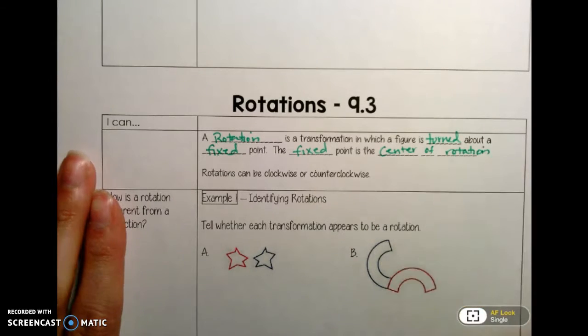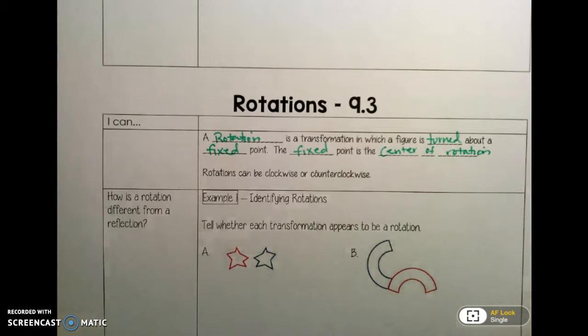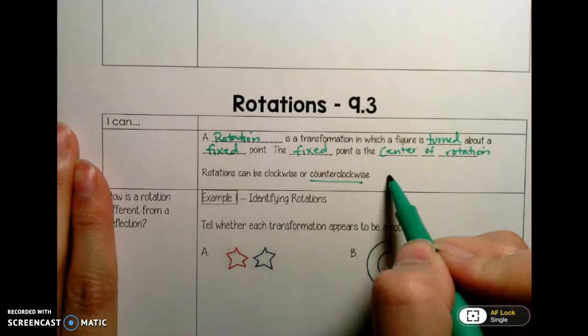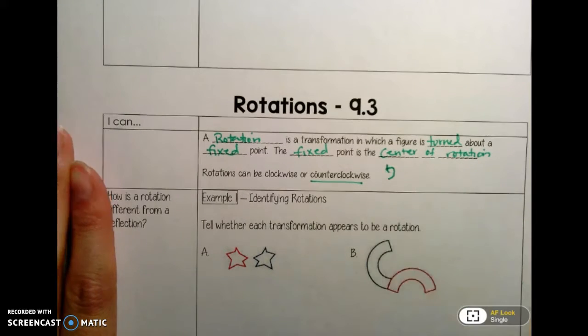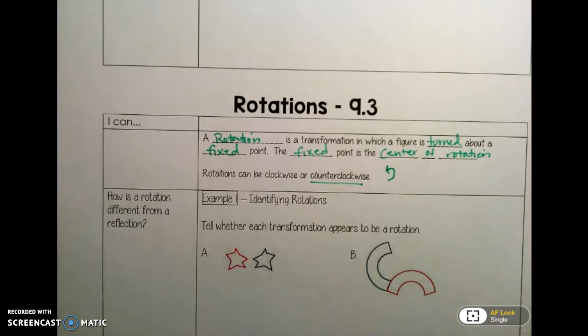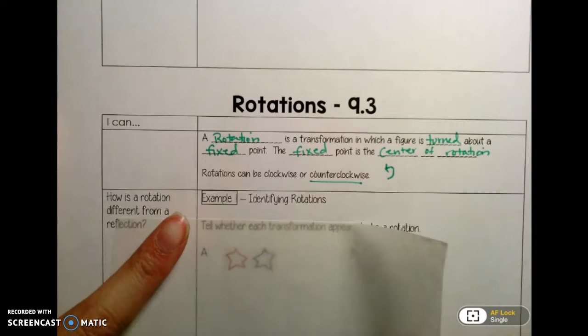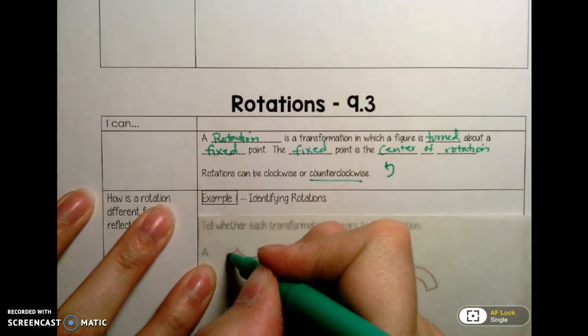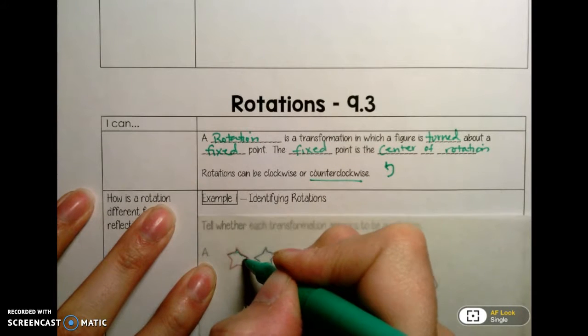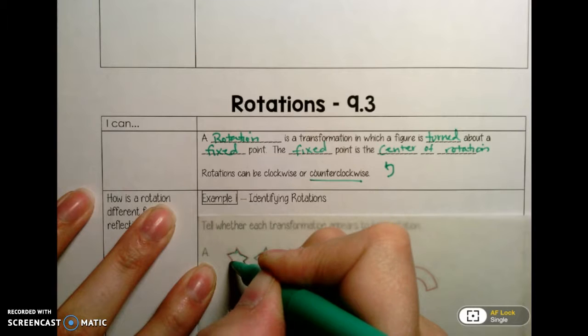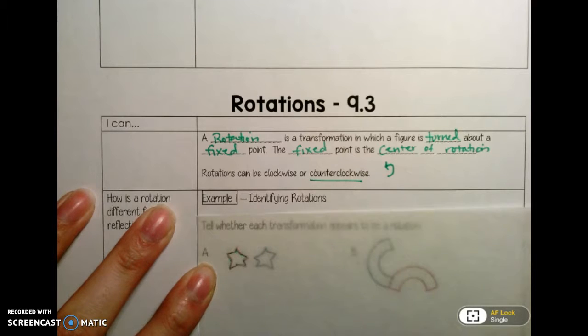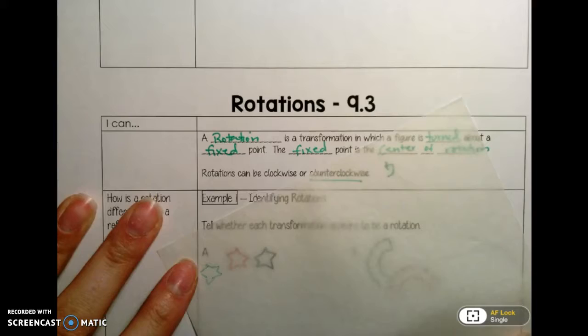And patty paper works really great with these examples. Rotations can be clockwise or counterclockwise. Most of the time, we are going to be going counterclockwise. Okay, so you can use your patty paper to determine if this is a rotation by tracing your shape and then looking to see if you rotate it.